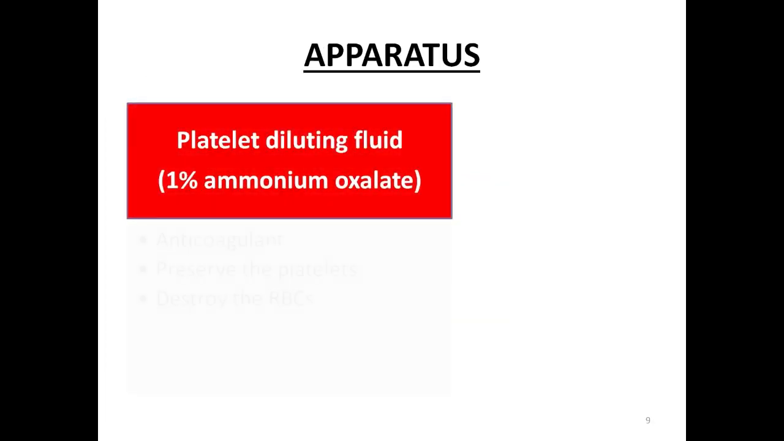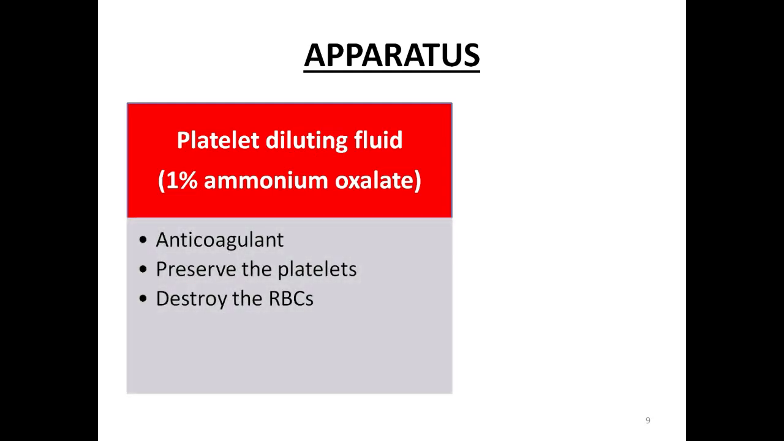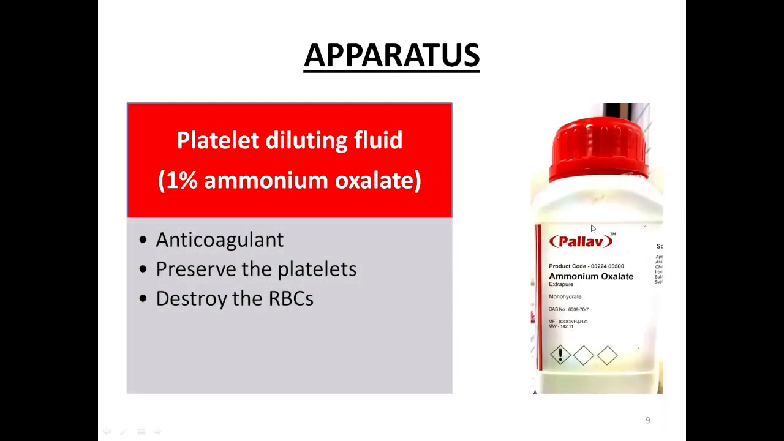So platelet diluting fluid is 1% ammonium oxalate. This is the picture of platelet diluting fluid. Actually, the platelet diluting fluid is available in the lab, but we make it by mixing 1 gram of ammonium oxalate powder in 1 liter of distilled water, and the solution which is made is 1% ammonium oxalate. This acts as an anticoagulant, meaning it prevents the coagulation of blood, preserves the platelets and destroys the RBC.